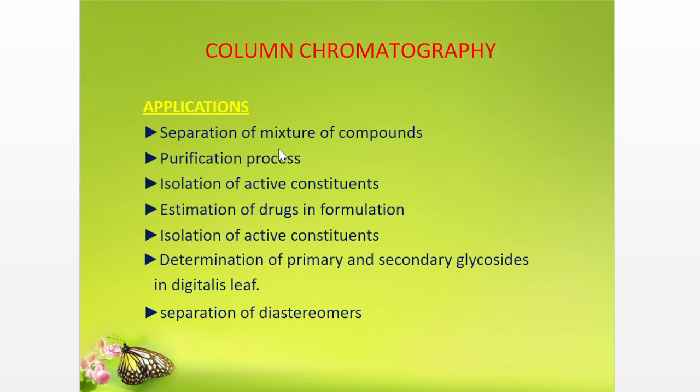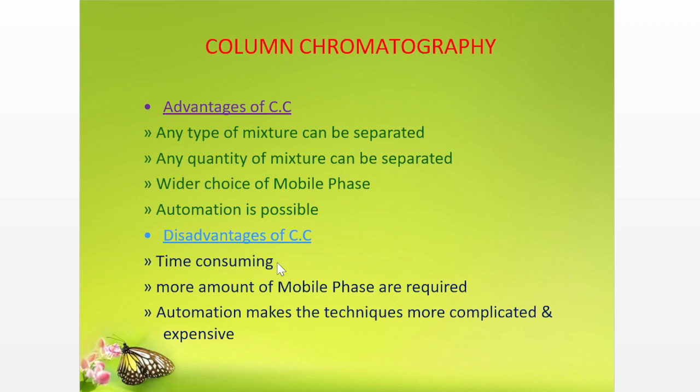Now the applications of column chromatography. The first application is separation of mixtures of compounds. Second, it is used in the purification process. It is also used in isolation of active constituents, and estimation of drugs and formulations. Determination of primary and secondary glycosides in digitalis leaf. Column chromatography is also used in separation of diastereomers.